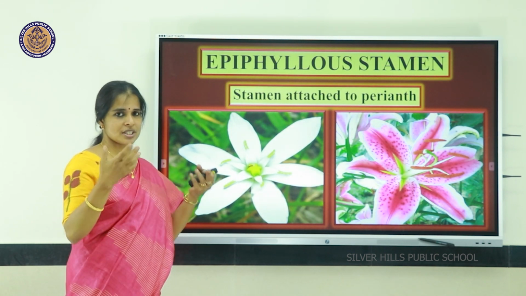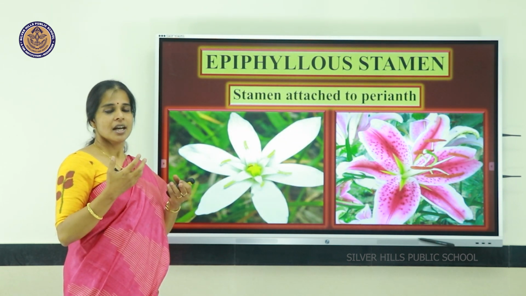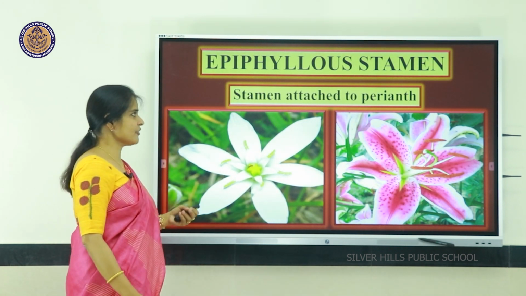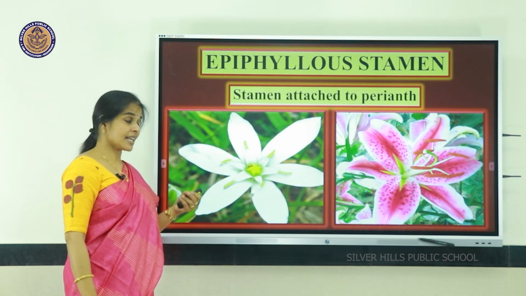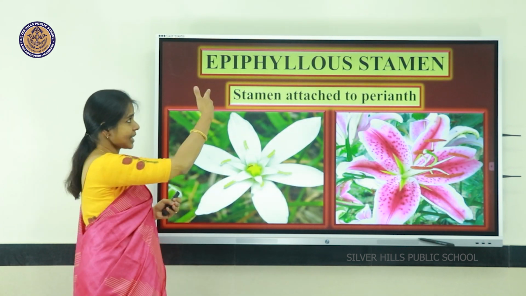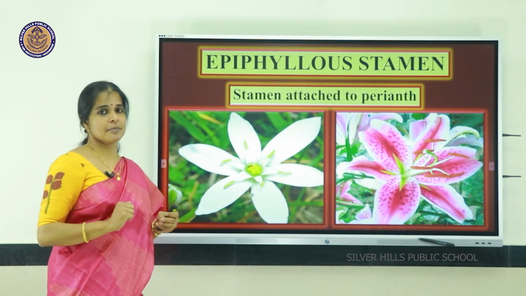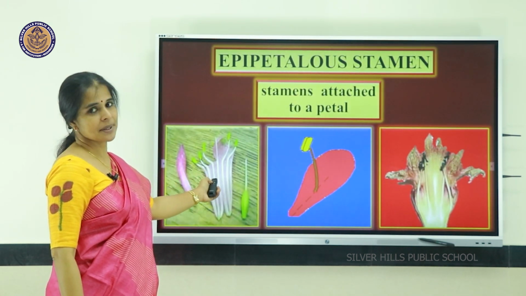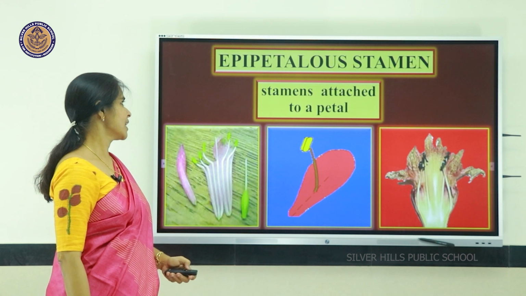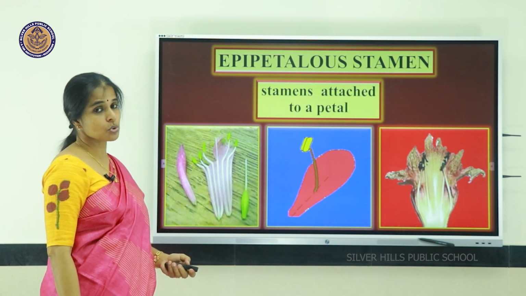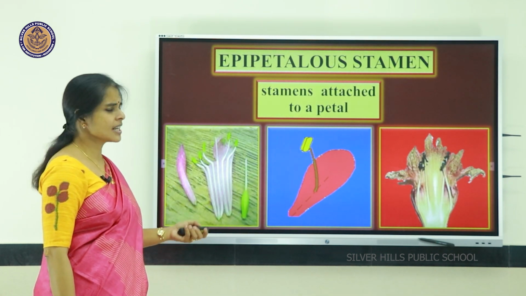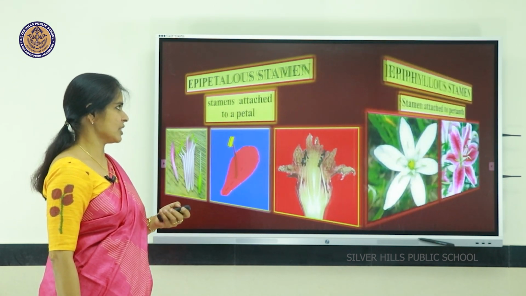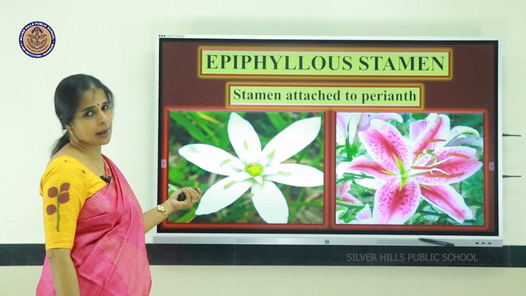Normally a stamen originates from the floral part, from the thalamus region, whereas if a stamen is attached to the perianth, it is known as epiphyllous. If the stamen is attached to the petal, it is known as epipetalous stamen. So, these are two specialized stamens: whenever it is attached to the petal, epipetalous; whenever it is attached to the perianth, it is epiphyllous.